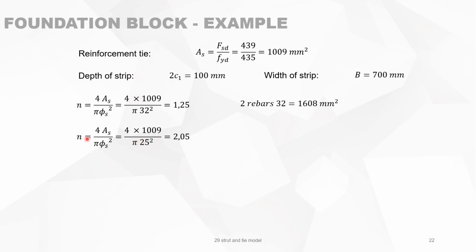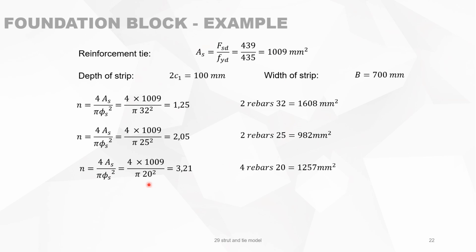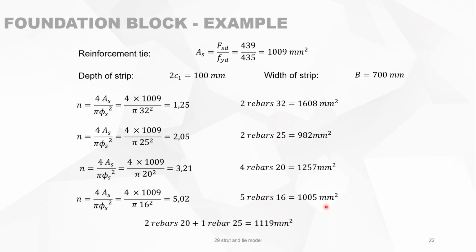We calculate the total amount of rebars needed. So it's something more than 2. So 982 is too little for the amount we need. We try again with diameter 20, and then we get 4 diameters 20, which is also a little bit of waste of rebar section. And then we can use diameter 16, and then we have 1005 square millimeters. So 1005 or 1009, it's almost the same. You can use 5 rebars diameter 16, or you can make a combination, of course, of rebars. And here we have chosen 2 diameters 20 plus 1 diameter 25, and then you have enough reinforcement.